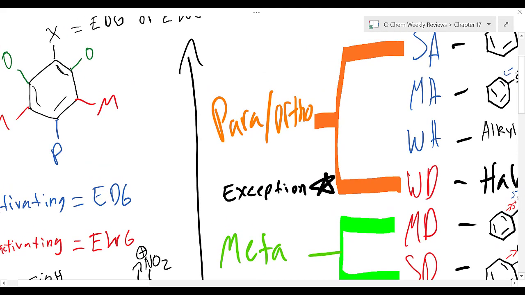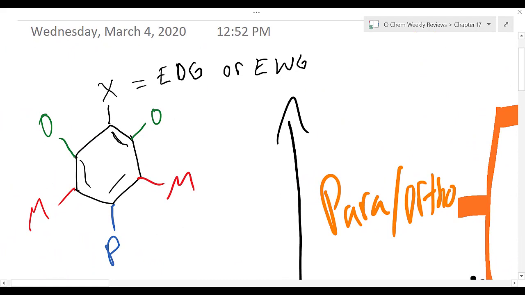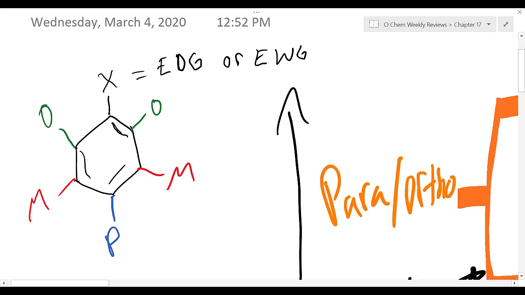Okay. So here is an example of a benzene ring, because this is all about aromatic reactions, and a benzene ring is aromatic, so we'll use that as an example. Here I have my X, which is just some type of substituent, and that substituent is either going to be electron donating or electron withdrawing. That's what EDG and EWG stand for.